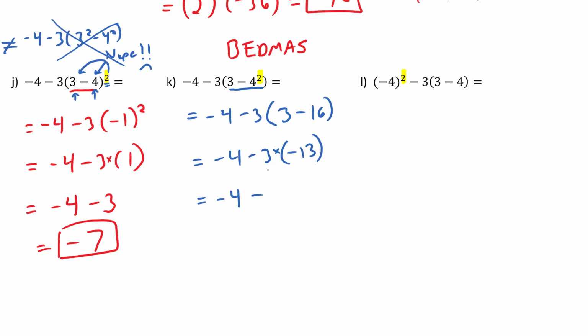We'll just do 3 times minus 13. In this case here, it's going to be 3 times 3 is 9, and 3 times 1 is 3, minus 39. Now you can see we have two negative signs. What happens when we have two negative signs? It becomes a positive sign. Minus 4 plus 39. And our final answer here is going to be 35.